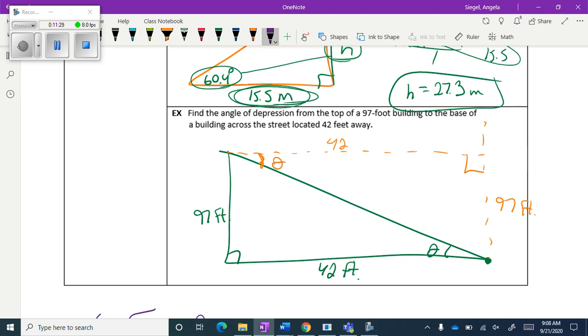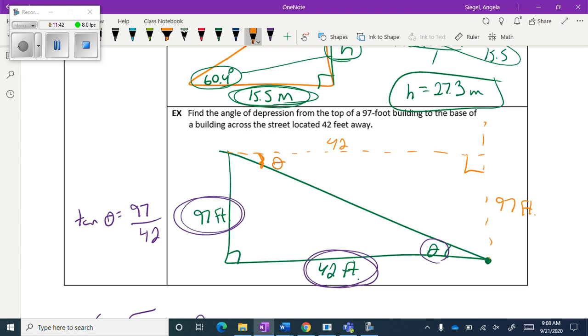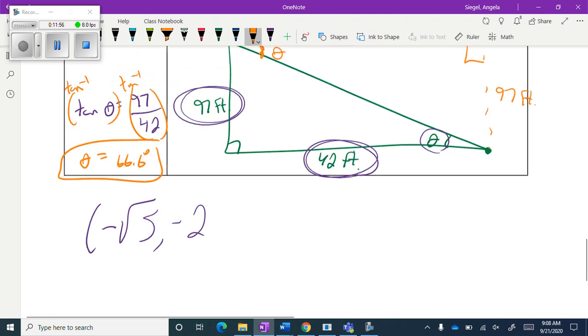So again, I have an opposite side and adjacent side. I'm trying to find an angle. So we're going to use tangent again, opposite over adjacent. So I'm going to have to do tangent inverse. I'm trying to find the angle. And I get theta equals 66.6 degrees. Okay, and that is it, guys.